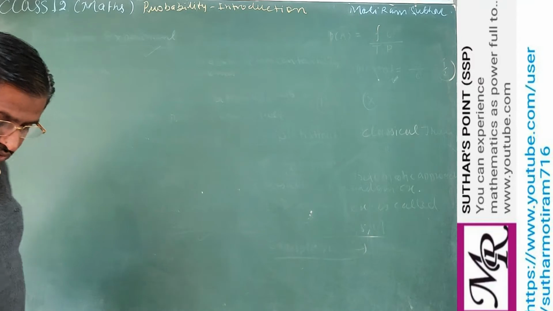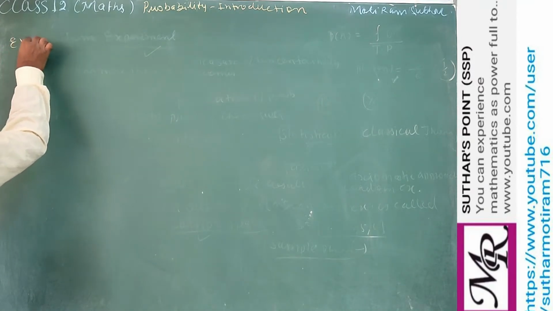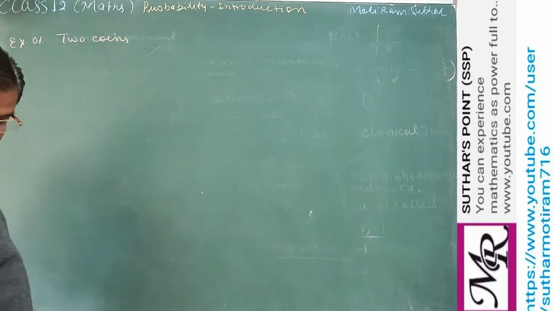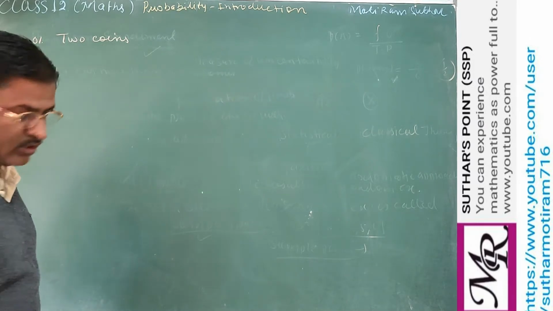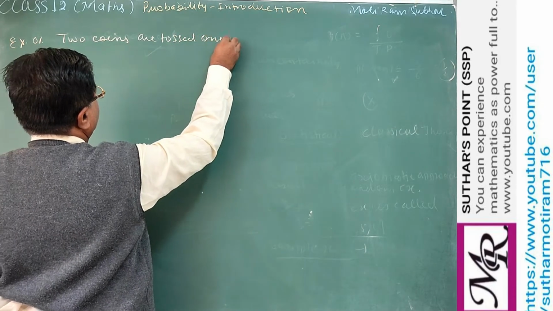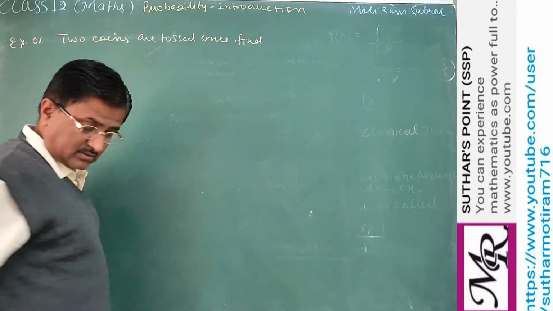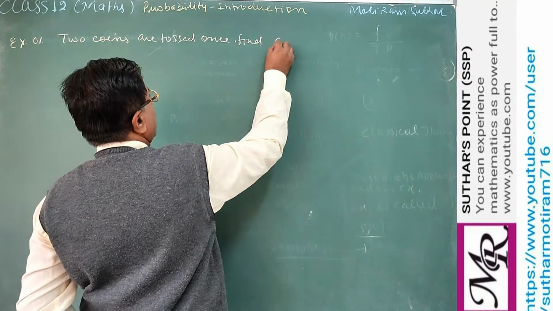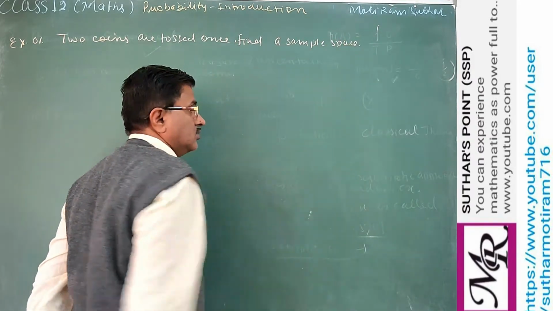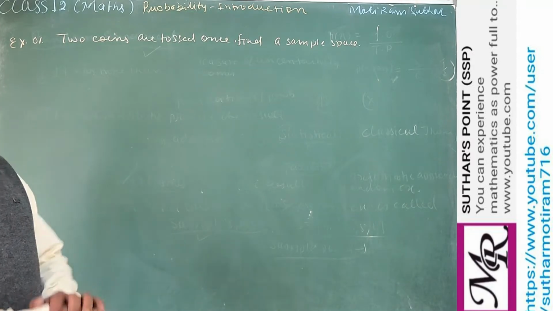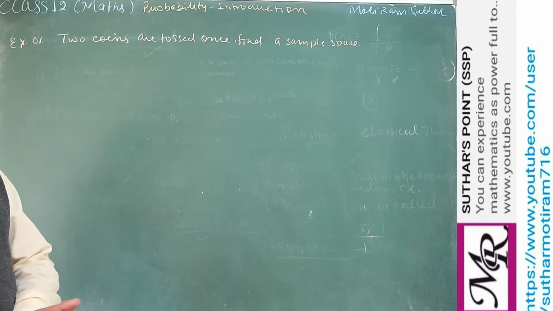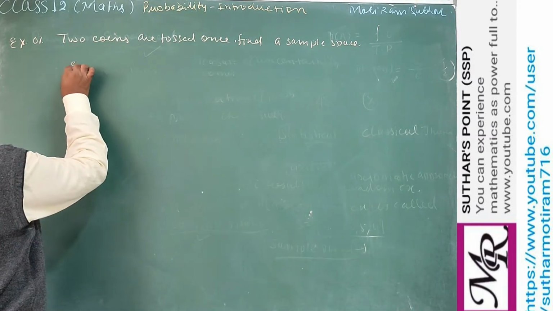Like, say, example first: 2 coins. It may be a 1 rupee coin and a 2 rupees coin tossed once. Find a sample space. So we know that when we are throwing 2 coins, it may be of 1 rupee or 2 rupees or any, then there are 2 outcomes, either head or tail.